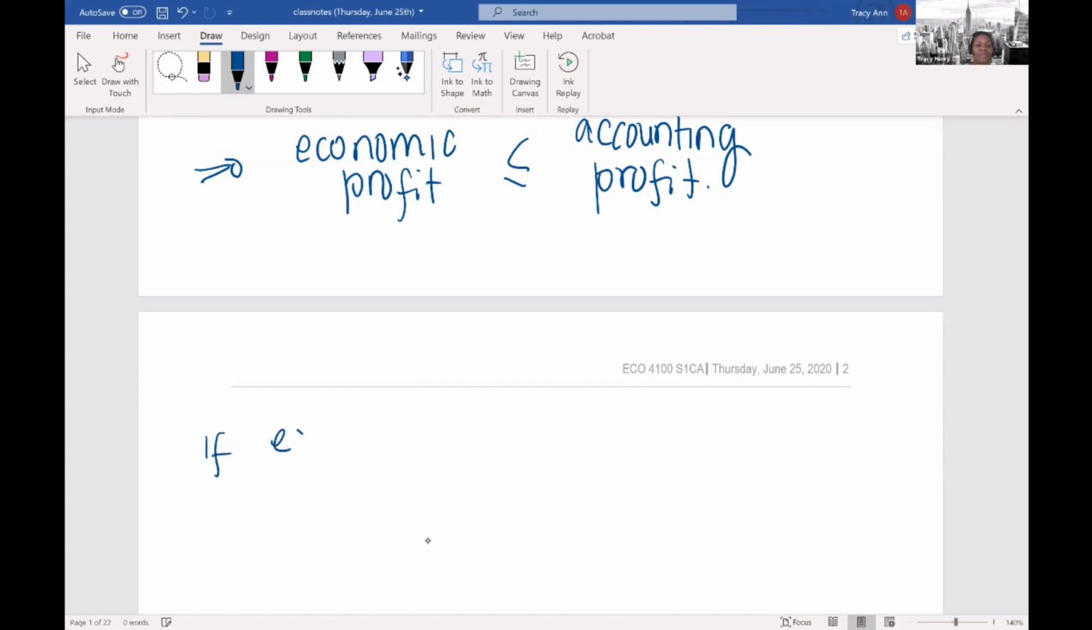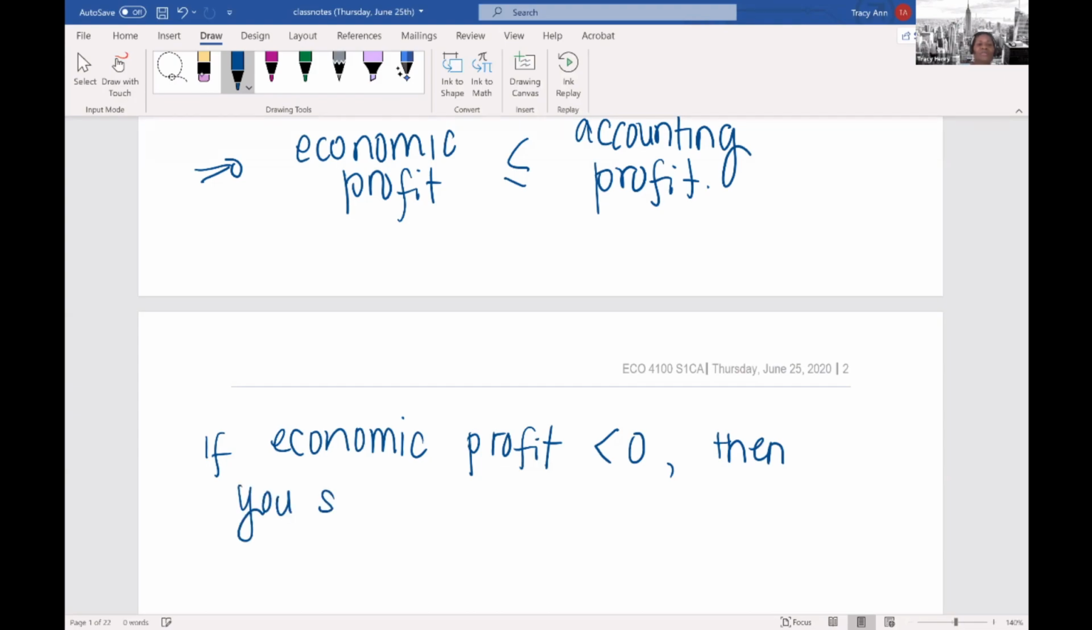So if your economic profit is less than zero, you would not want to be in this business.